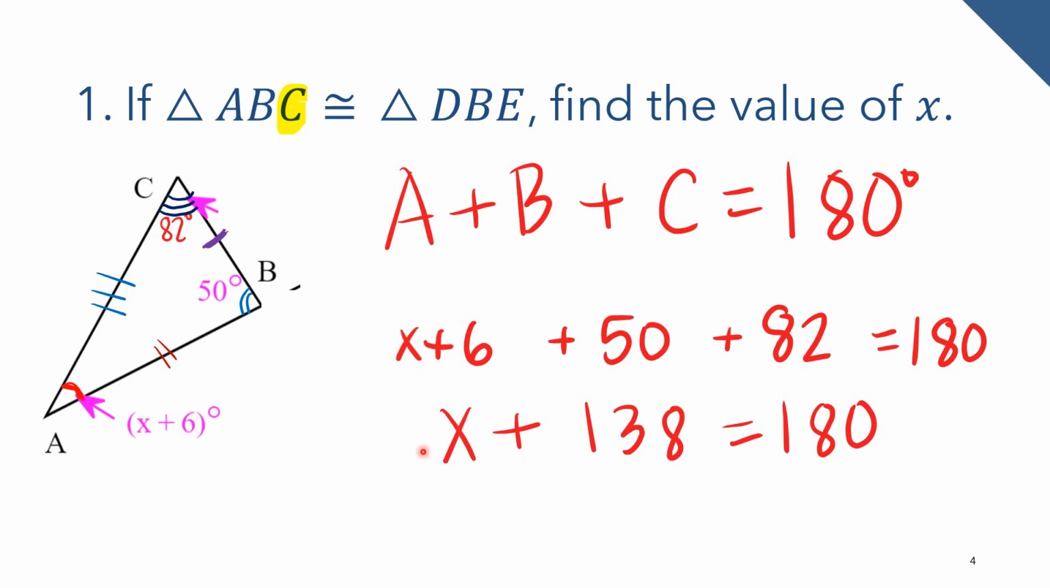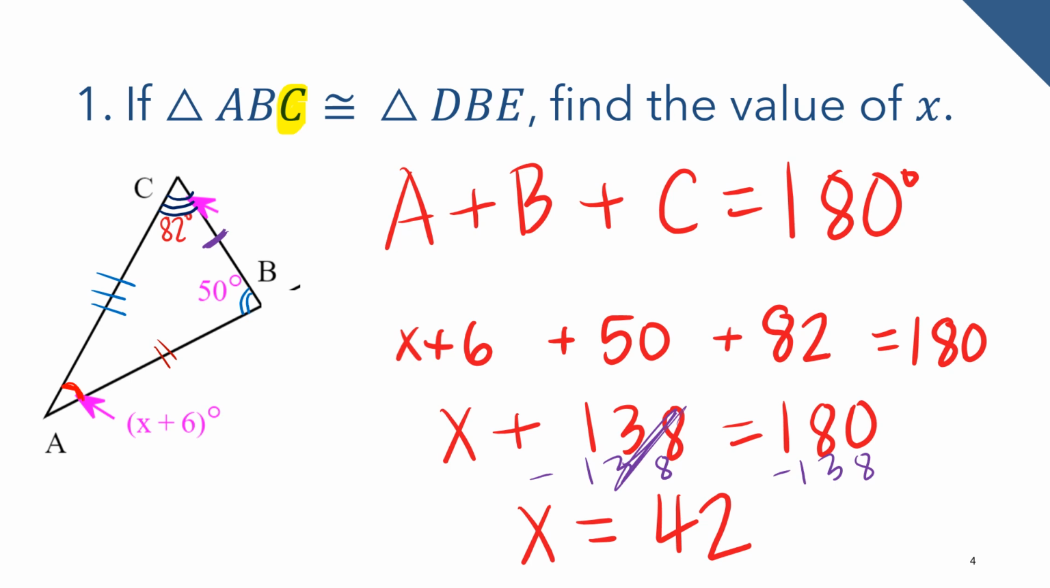Now to get x by itself, remember that's what I'm supposed to be doing. I'm supposed to be finding the value of x. So to get x by itself, I'm going to move that 138 over. How am I going to move that 138 over? I'm going to subtract it from each side. So I'm doing minus 138, minus 138. It's going to cancel out over here, and I'm left with x equals 42.